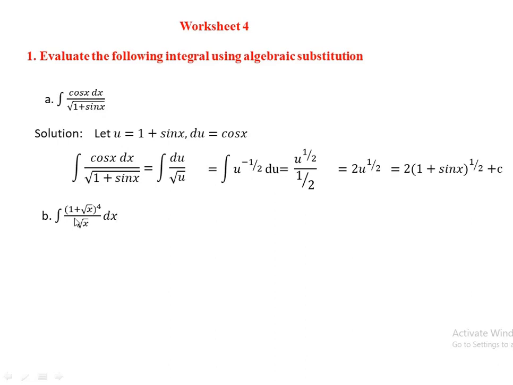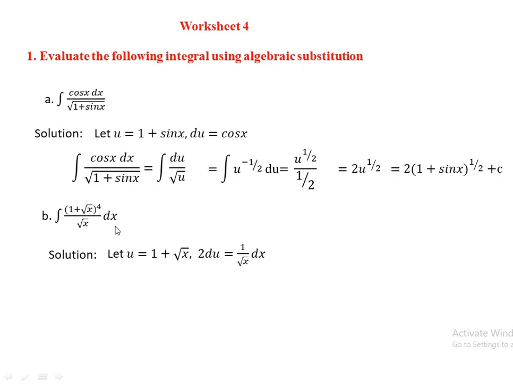B: the integral of 1 plus square root of x to the power of 4, over square root of x, dx. Again, this can also be solved by substitution. Let u equal 1 plus root x. If u is 1 plus root x, du becomes what? 1 over 2 times square root of x. By multiplying both sides by 2, we have 2 times du equals 1 over root x dx.